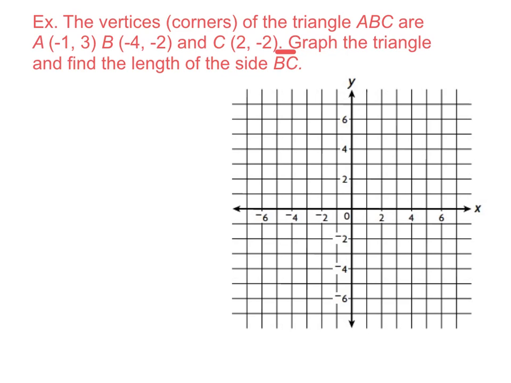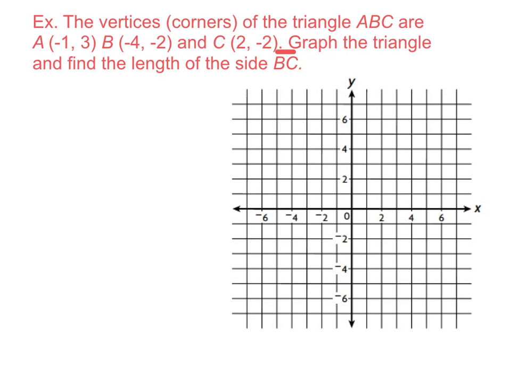Okay, so let's go ahead and try another one. Now, you're going to see this word: vertices, or vertex, and that's the points or the corners of the triangle, the rectangle, the parallelogram, the square, the trapezoid. That's the vertices, okay? So the vertices or the corners of the triangle ABC are A, negative 1, 3, B, negative 4, negative 2, and C, 2, negative 2. Then they're going to give us the instructions. Graph the triangle, okay, and find the length of the side BC.